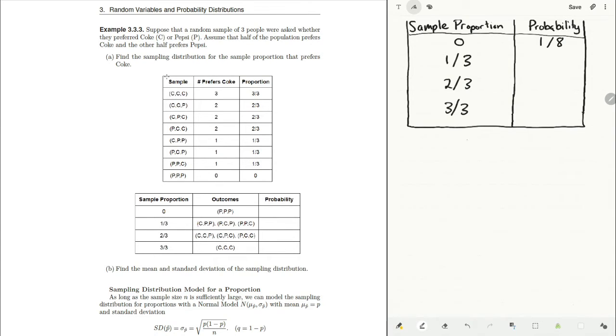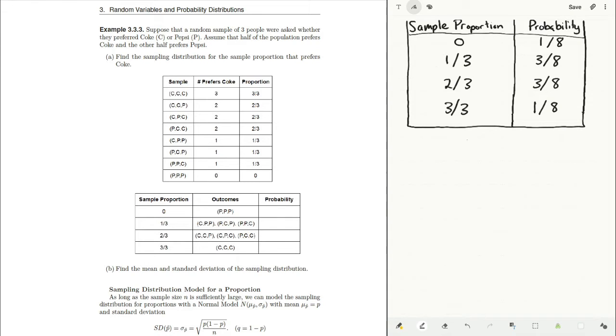For a sample proportion of 1/3, there are 3 possible outcomes, so its probability will be 3 out of 8. For a sample proportion of 2/3, there are 3 outcomes, and we divide this by 8. And then for a sample proportion of 3 out of 3, there is 1 outcome, and so its probability will be 1 out of 8. And so this is the sampling distribution for the sample proportion that prefers Coke.